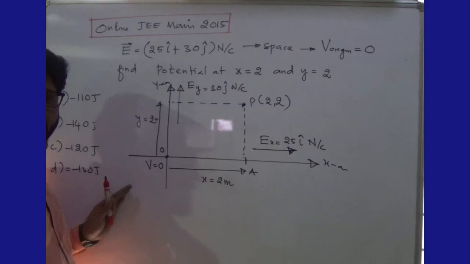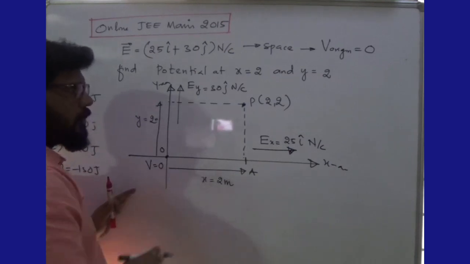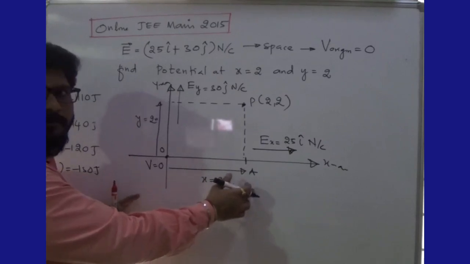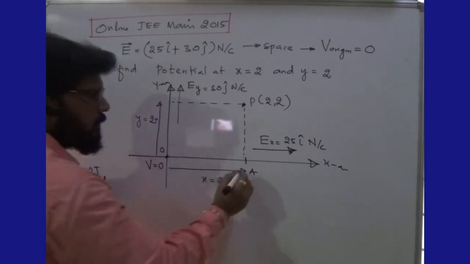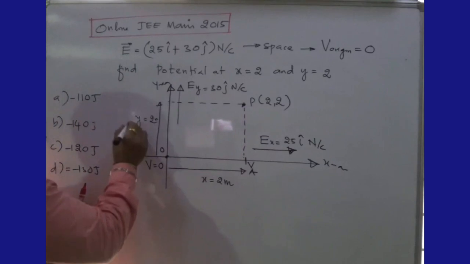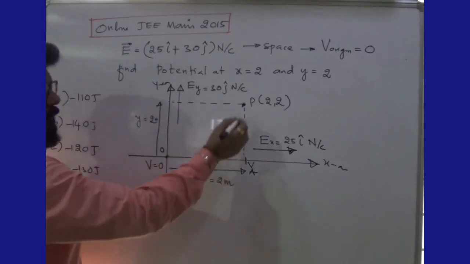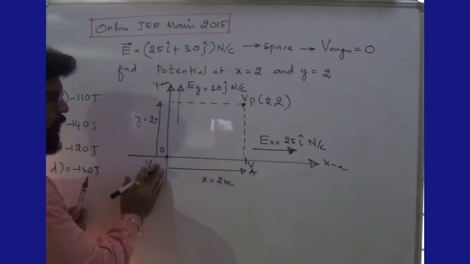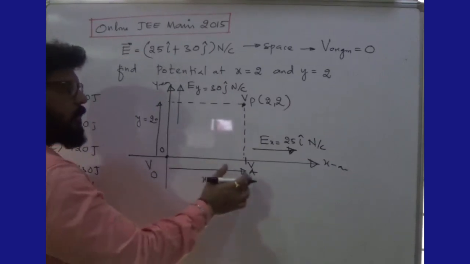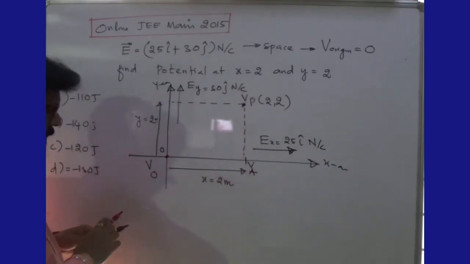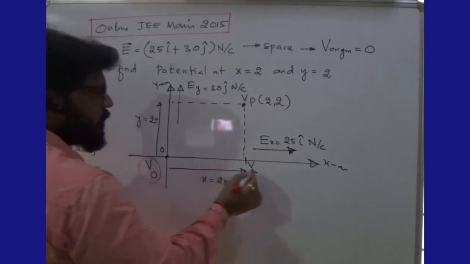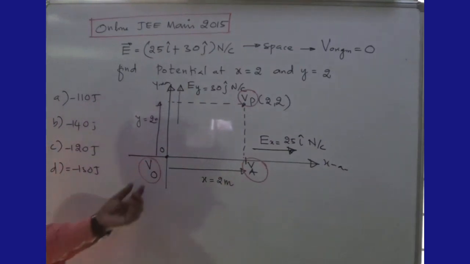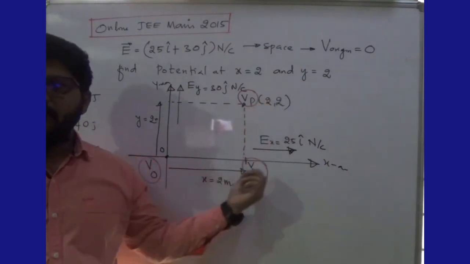Fine. Is it clear, all of you? So what I'll do is we'll calculate between these two. Let me take the potentials as V naught at the origin, VA at point A, and VP at point P.